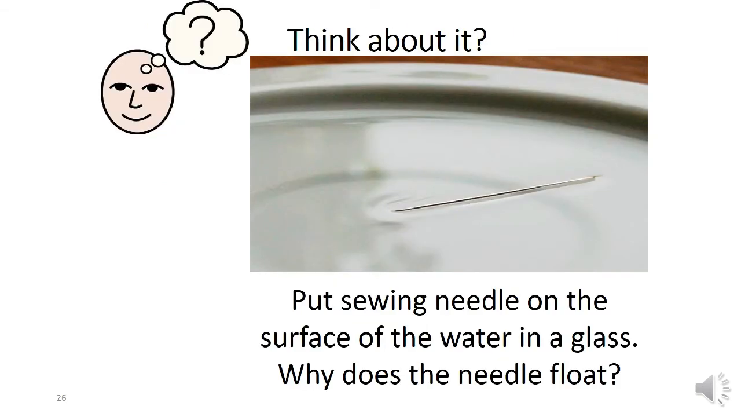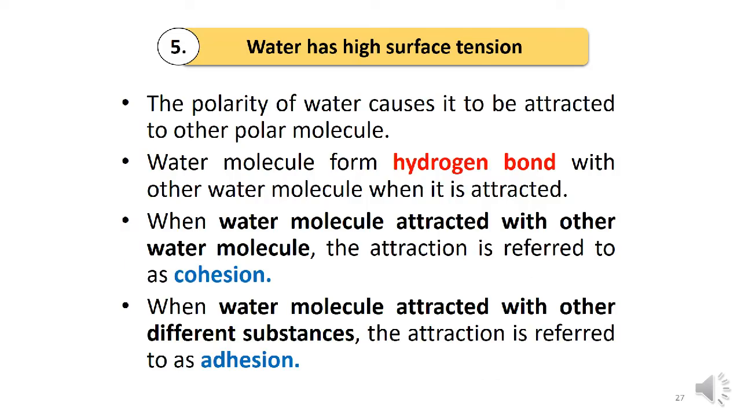Okay, now another question. Try to put a sewing needle on the surface of the water in a glass. But why does this needle float? So the fifth property of water is that it has high surface tension.